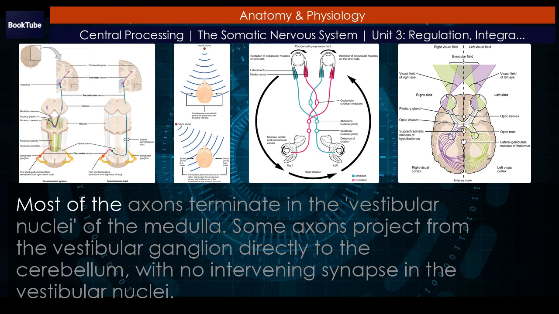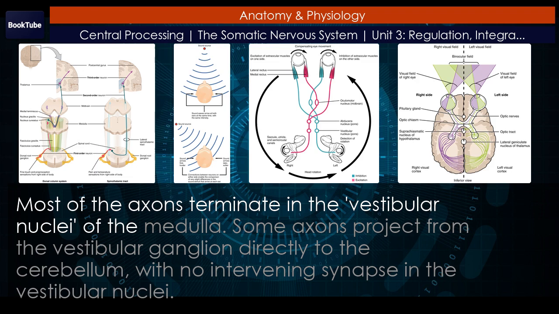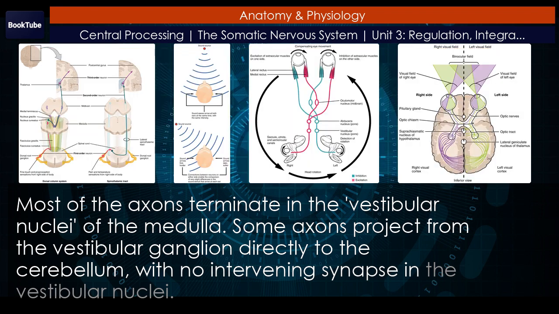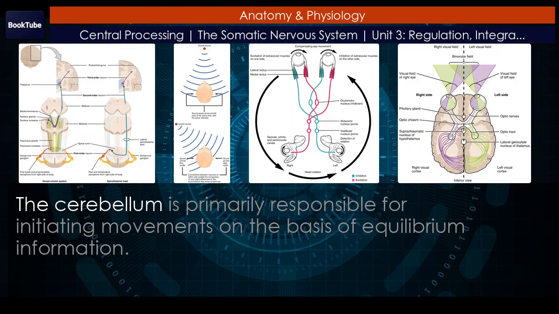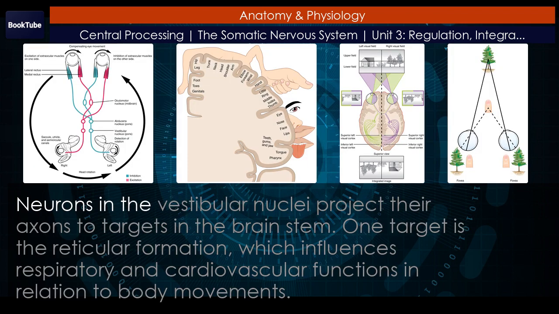Most of the axons terminate in the vestibular nuclei of the medulla. Some axons project from the vestibular ganglion directly to the cerebellum, with no intervening synapse in the vestibular nuclei. The cerebellum is primarily responsible for initiating movements on the basis of equilibrium information. Neurons in the vestibular nuclei project their axons to targets in the brainstem.